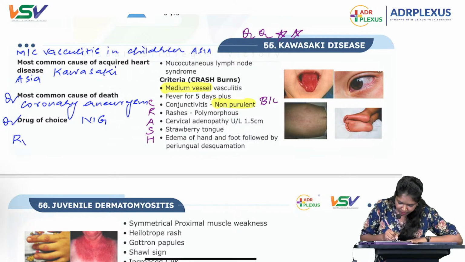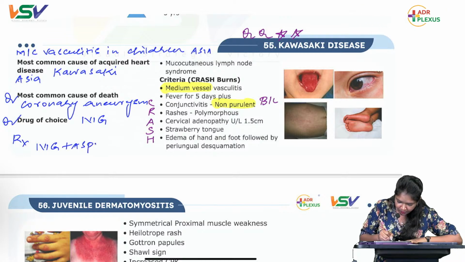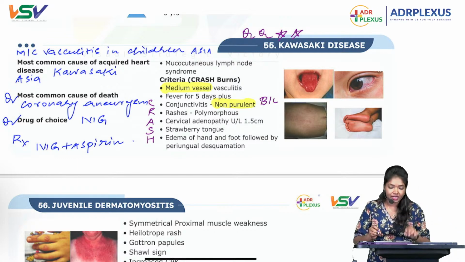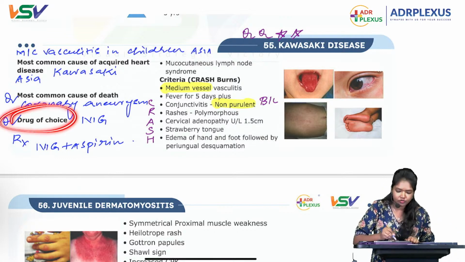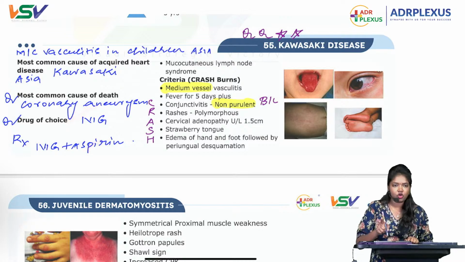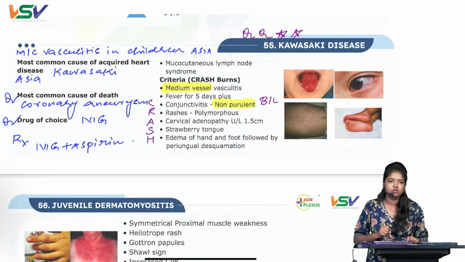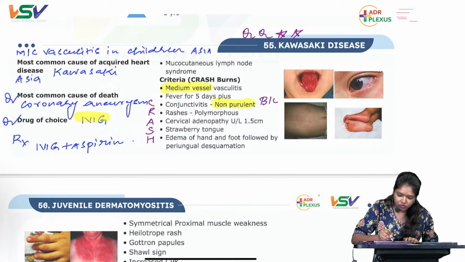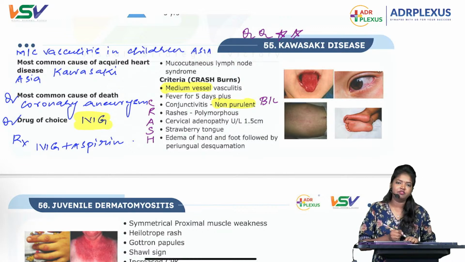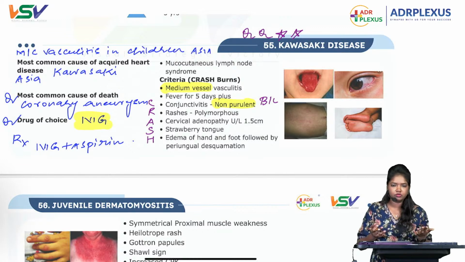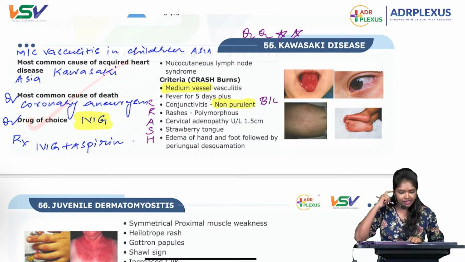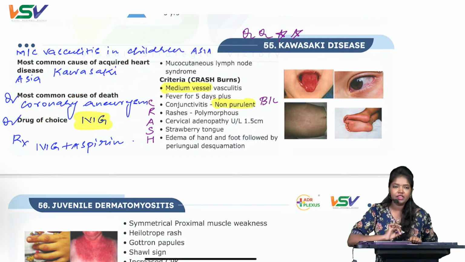If treatment is asked, you can give IVIG and aspirin also. But if the question is drug of choice, both will be in the options. Please choose IVIG, don't choose aspirin. Drug of choice means please choose IVIG. If the treatment is asked, you can choose both. Able to understand? Fine. So this is about Kawasaki. All these are important things in Kawasaki.